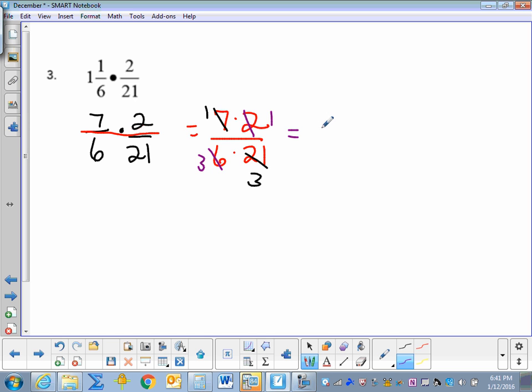So now in the numerator I have 1 times 1. In the denominator I have 3 times 3. 1 times 1 is 1. 3 times 3 is 9. So my answer is 1/9.